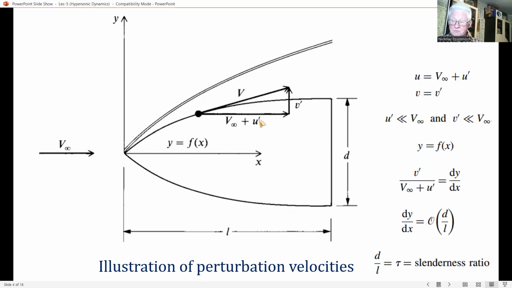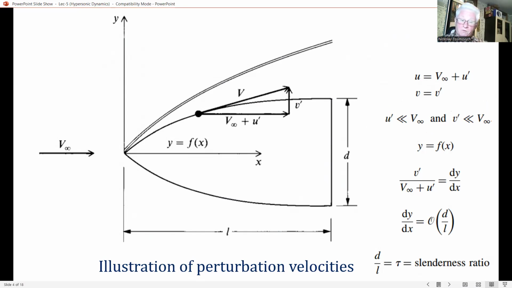The changes in velocity u-prime and v-prime are called perturbation velocities. In general, they do not have to be small. In this module, we are considering hypersonic flow over a slender body. In such a case, u-prime and v-prime are assumed to be small relative to V infinity, but not necessarily small relative to the free stream speed of sound. Hence, we will assume that we are dealing with small perturbations, which we may describe with a very simple expression: u-prime is much less than V infinity, and v-prime is also much less than V infinity.